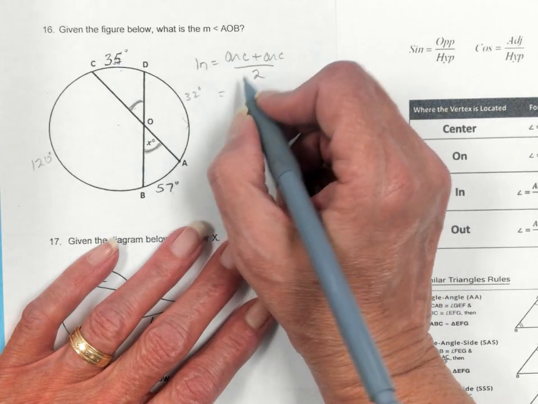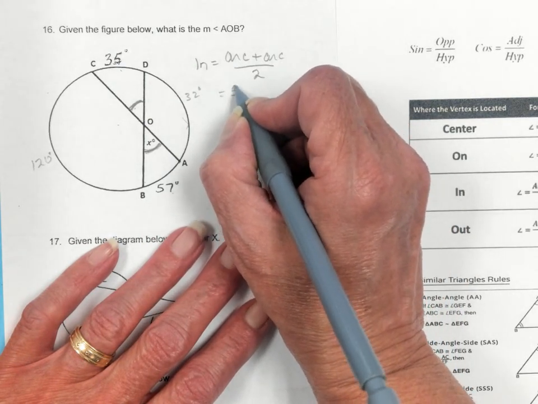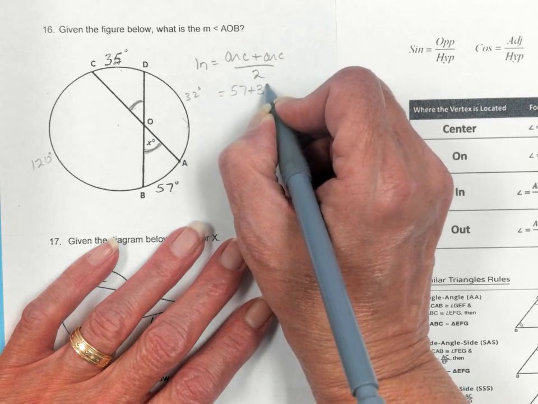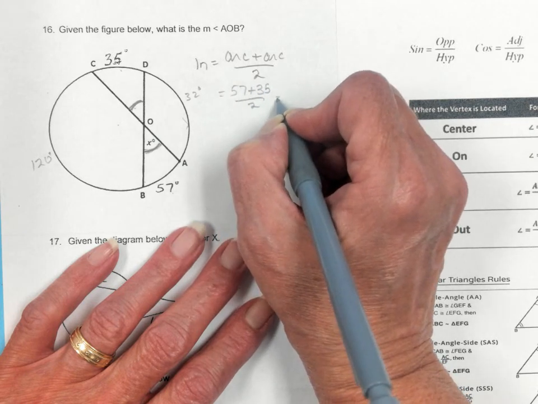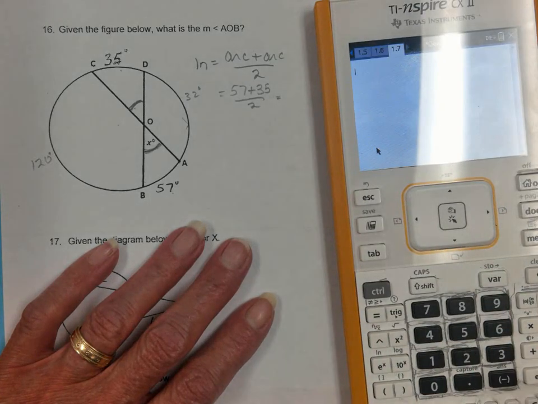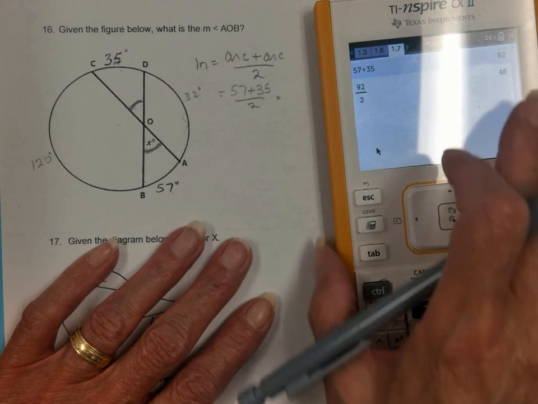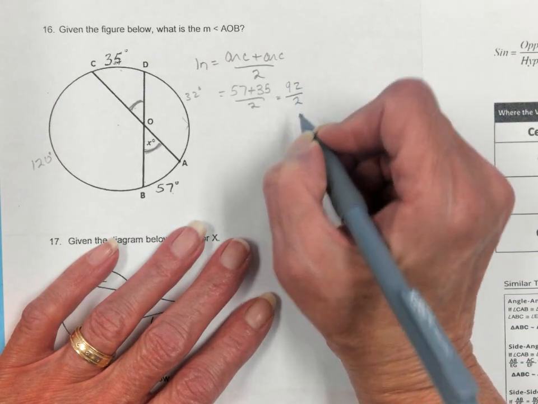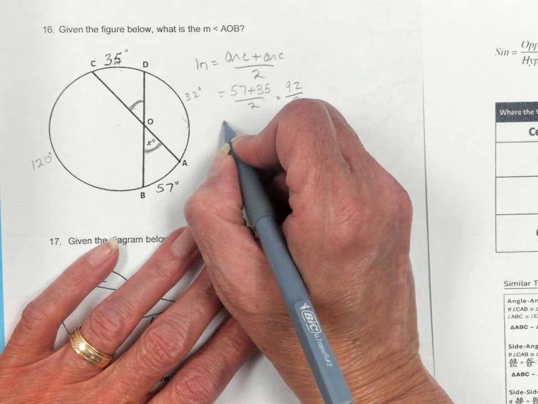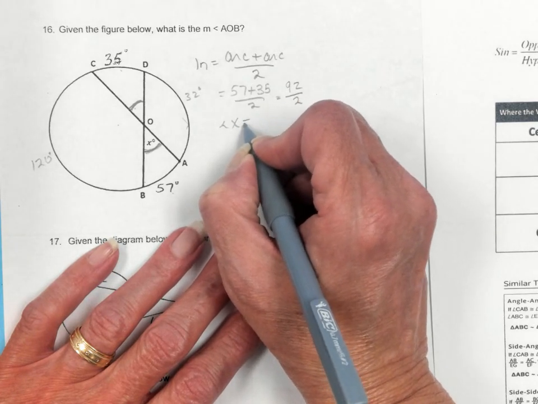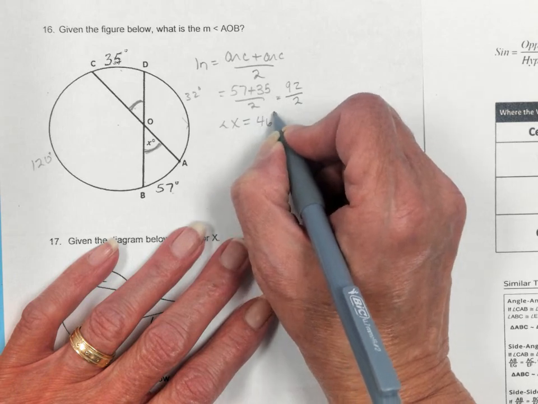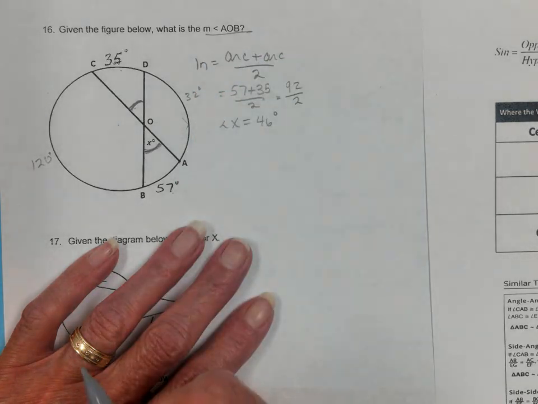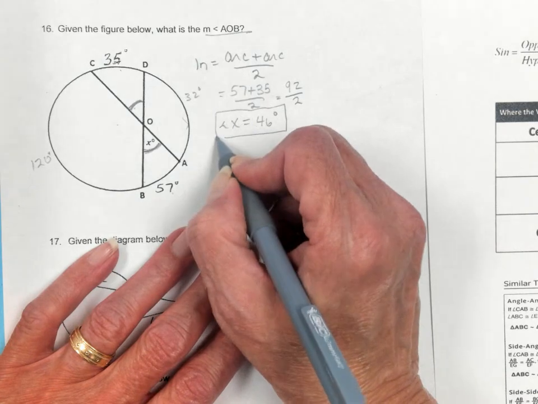So my inside angle is going to be 57 plus 35 divided by 2. And 57 plus 35, 92, divided by 2 is 46. So 92 divided by 2, the angle X is 46 degrees. I was asked to find the measure. I have found the measure.